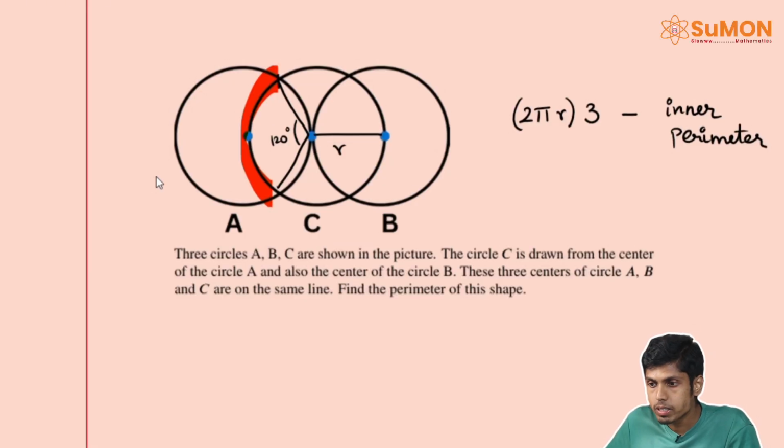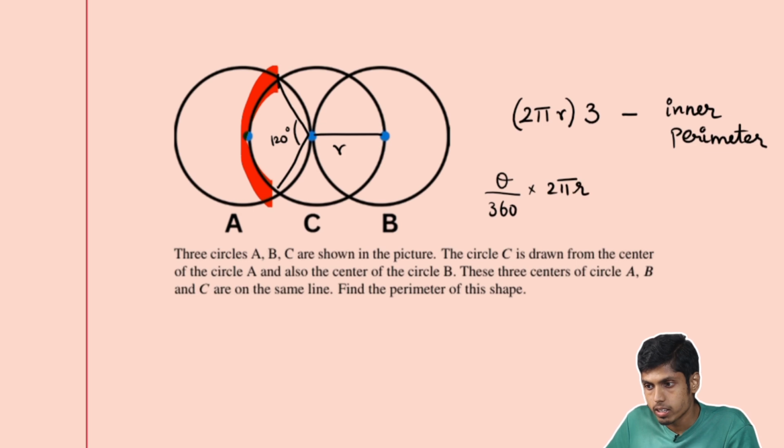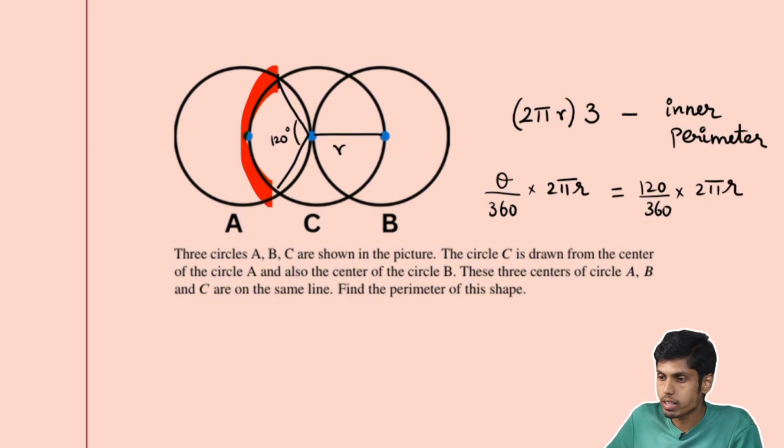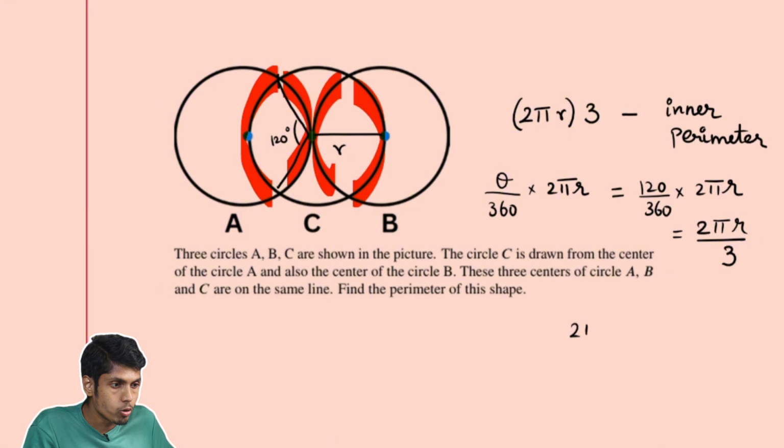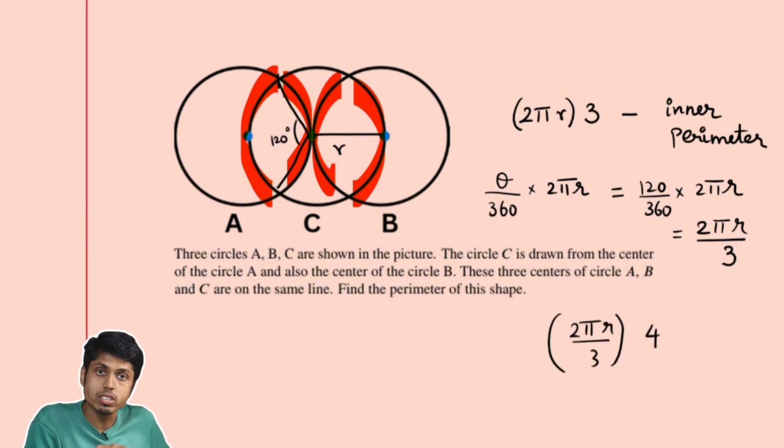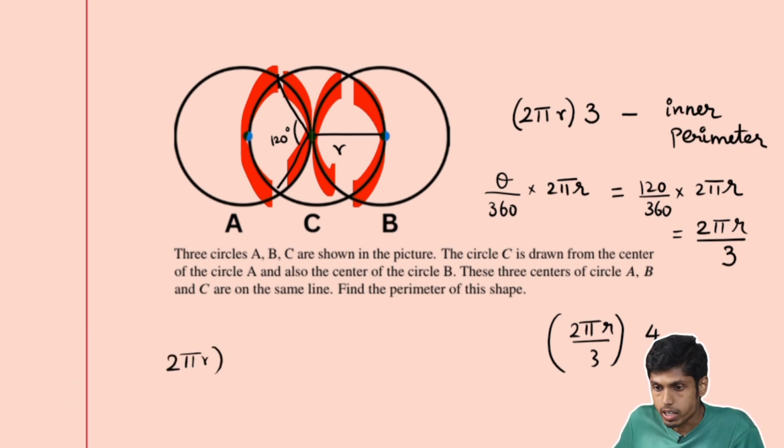So the length of that piece would be calculated by the formula theta by 360 times 2 pi r, which is 120 by 360 times 2 pi r. 120 by 360 is 1 by 3, so I get 2 pi r upon 3. Now there are 4 such pieces, so the total inner perimeter would be 2 pi r by 3 times 4. Now this is the exact value that I must subtract from 2 pi r times 3.